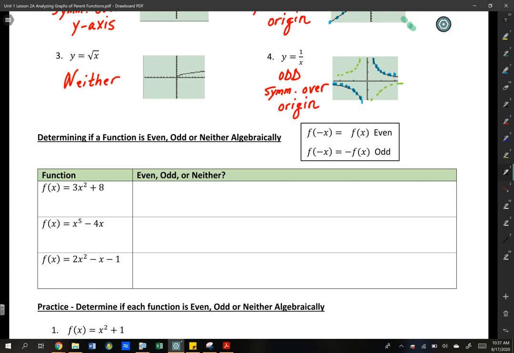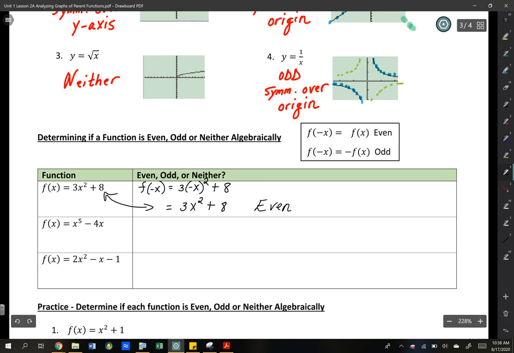All right, so I'm going to replace x with negative x. And I'm going to simplify it after I do it. Now, anytime we have a negative number raised to an even power, it becomes positive. So I can just rewrite this first term like this. So we get 3x squared plus 8. Well, it didn't change at all. Every term, the sign remains the same. So this is an example of an even function. And let's just make a note, no signs changed.